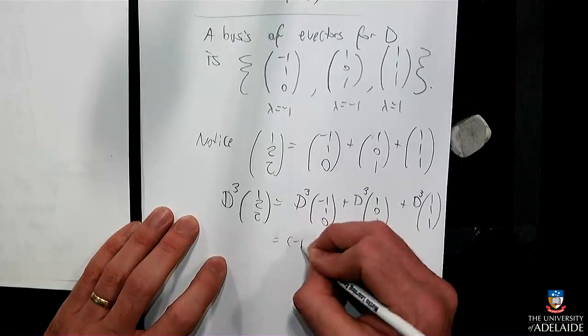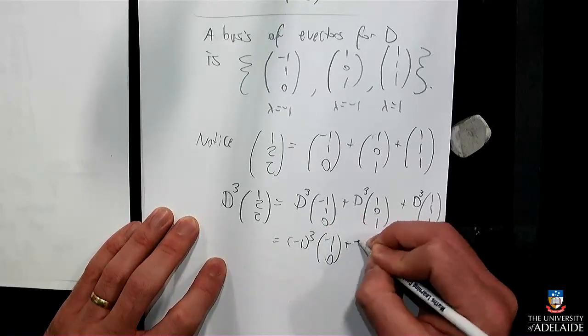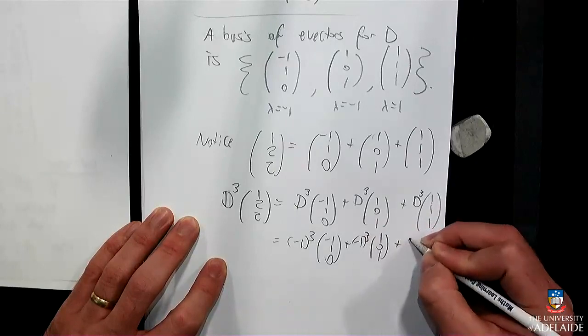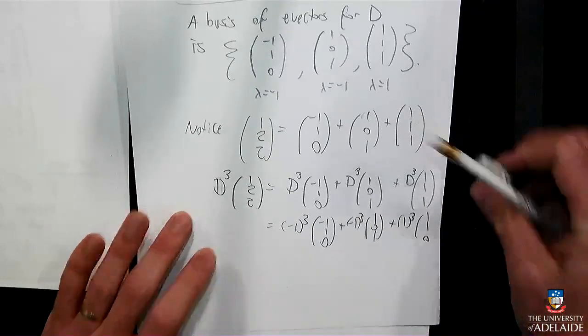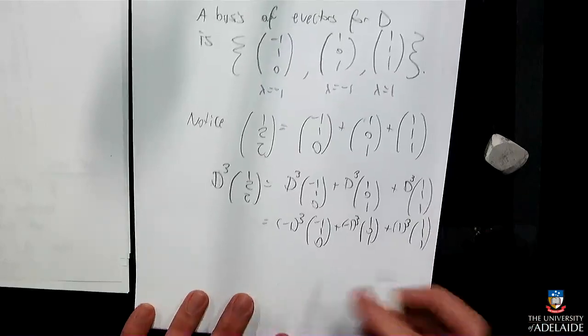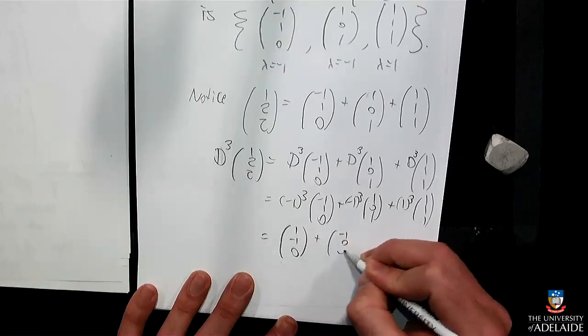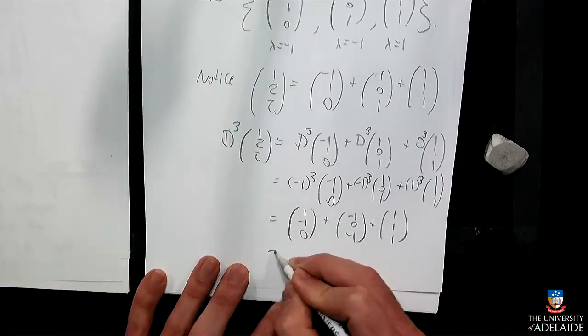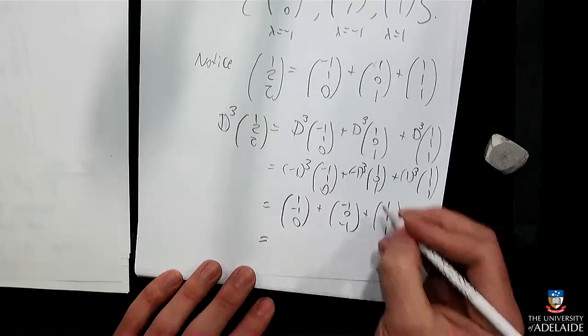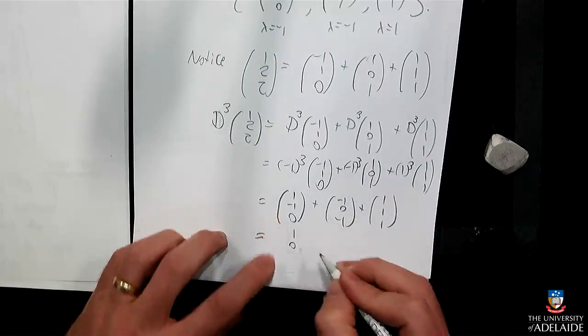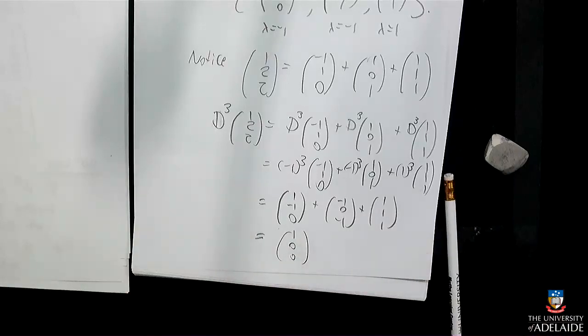So this is going to be, so minus 1 cubed is negative 1. And so I get, let's see, we've got 1, we've got 0, 0. Woohoo! So if it's easy enough to write a vector as a combination of eigenvectors, then doing any power of your matrix on that vector suddenly becomes much, much, much easier.